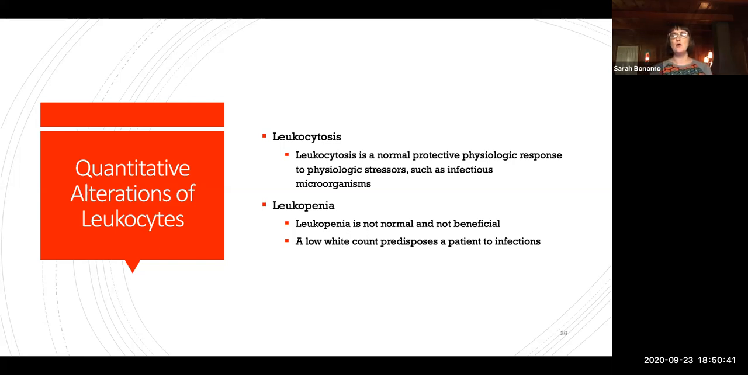And then with leukopenia, we have an abnormally low number of leukocytes, and that can put us at risk for infection, because remember that those white blood cells are a huge component of our ability to have an immune response.